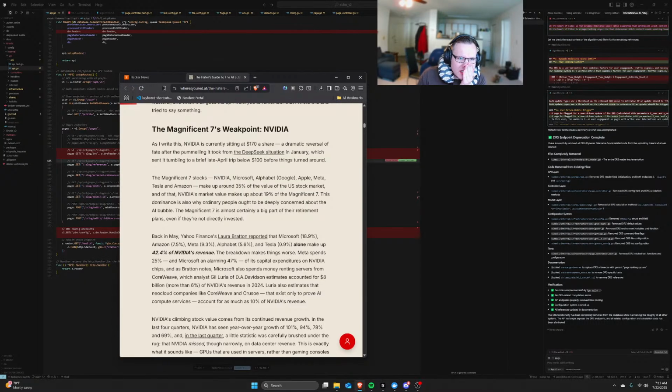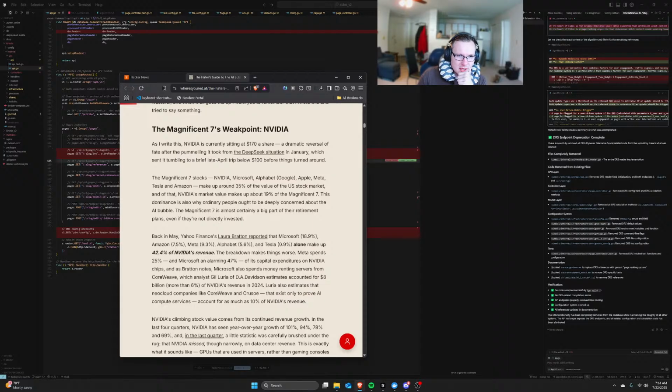As I write this, NVIDIA stock is currently sitting at $170 a share. Dramatic reversal of fate after the pummeling it took from the DeepSeek situation in January, which sent it tumbling to a brief late April trip below $100.